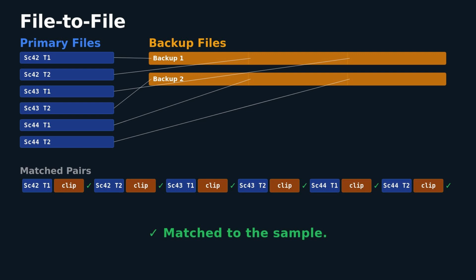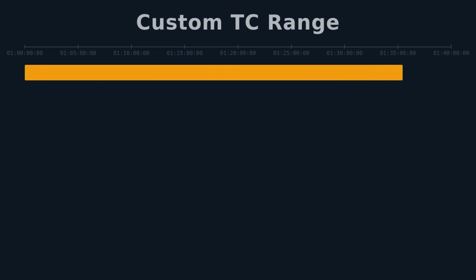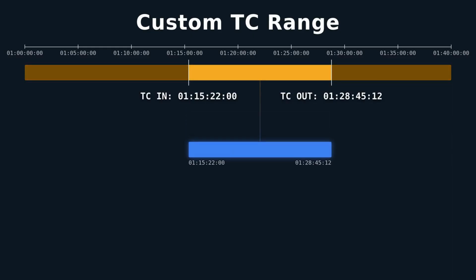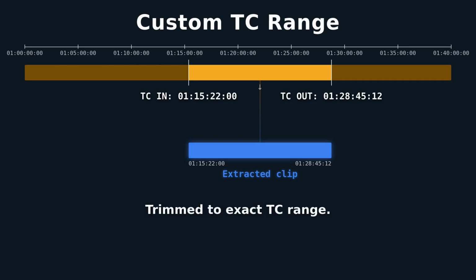Custom TC range. You specify a timecode in point and a timecode out point manually. Wave Copilot trims all selected backup files to that range. Useful when you need to extract a specific section, a scene, an act, an interview, from a long continuous recording.